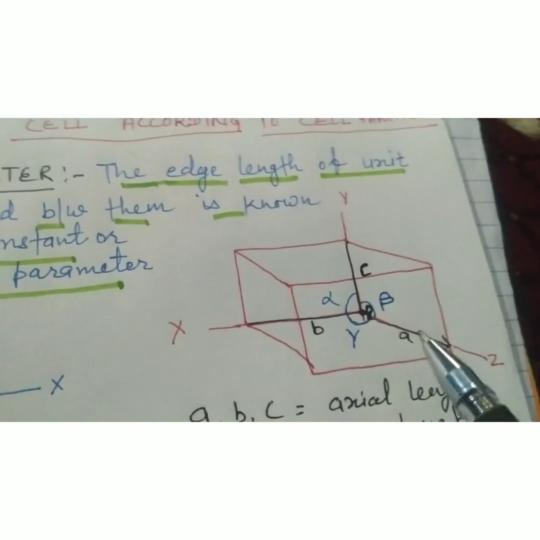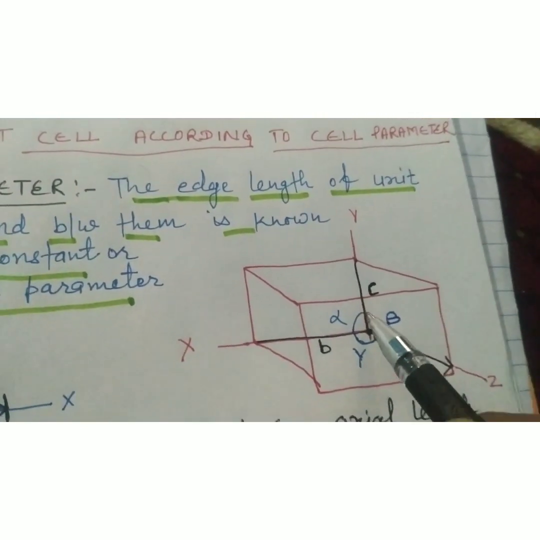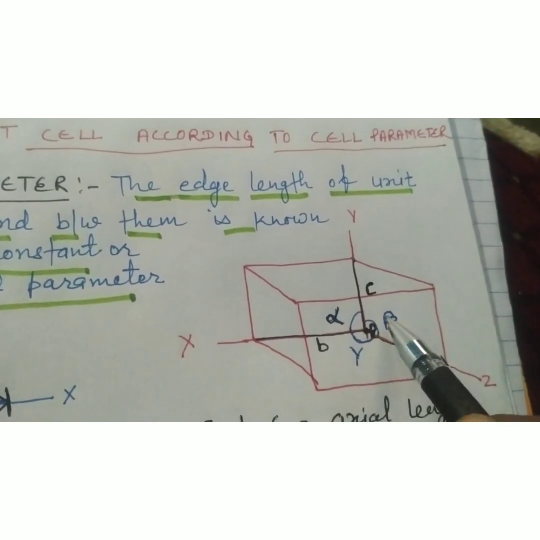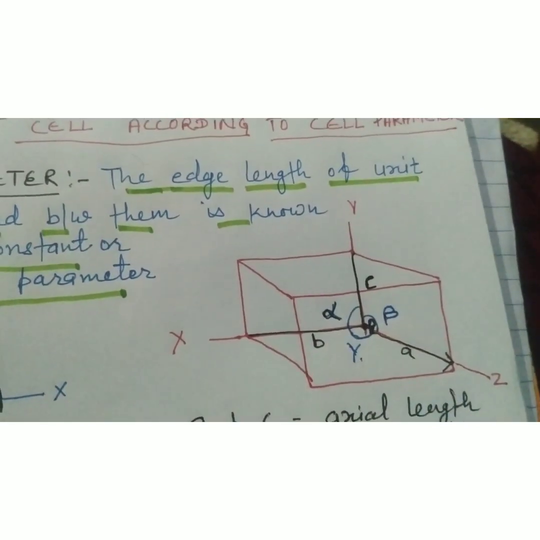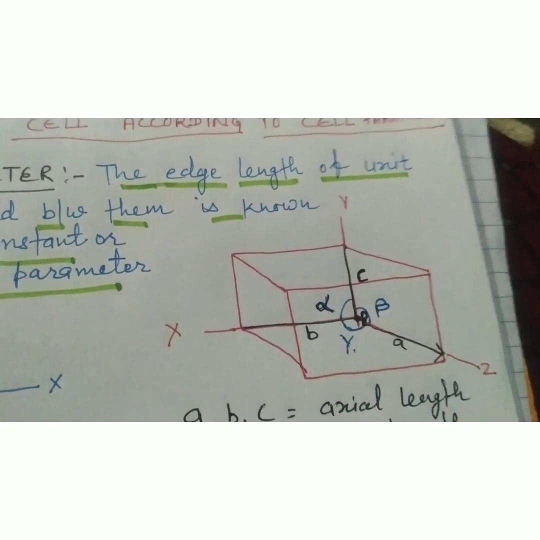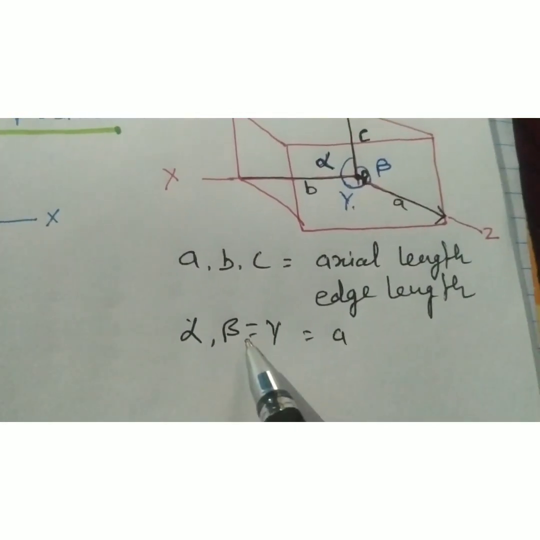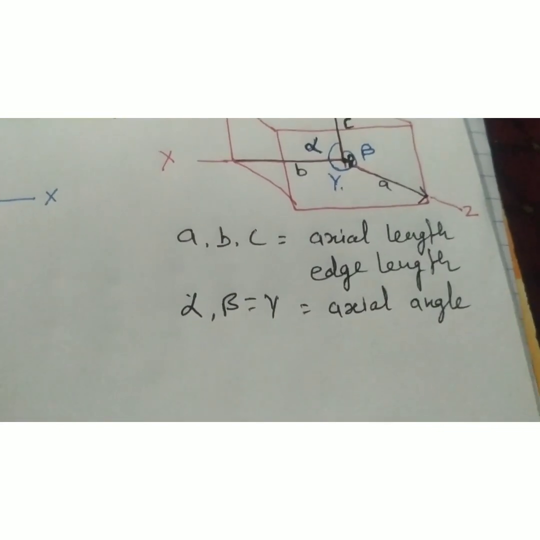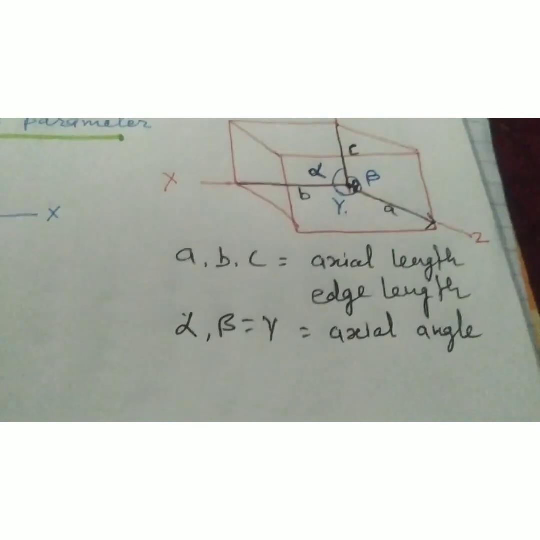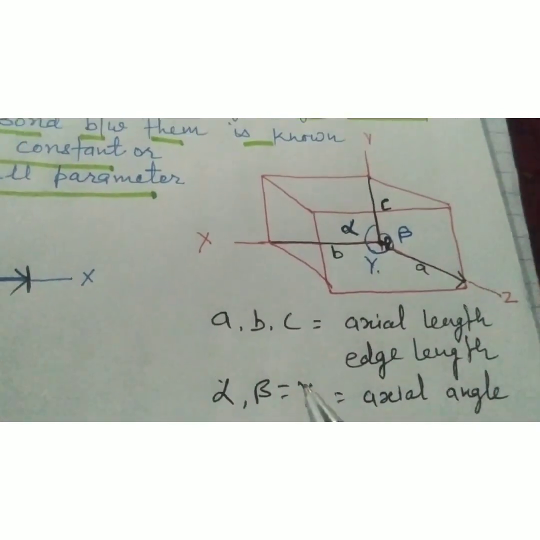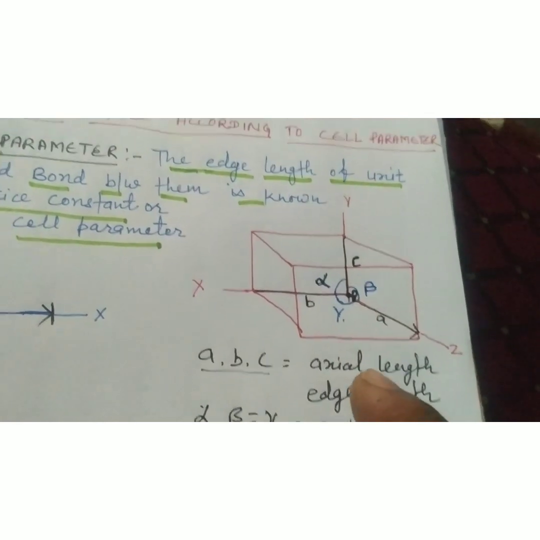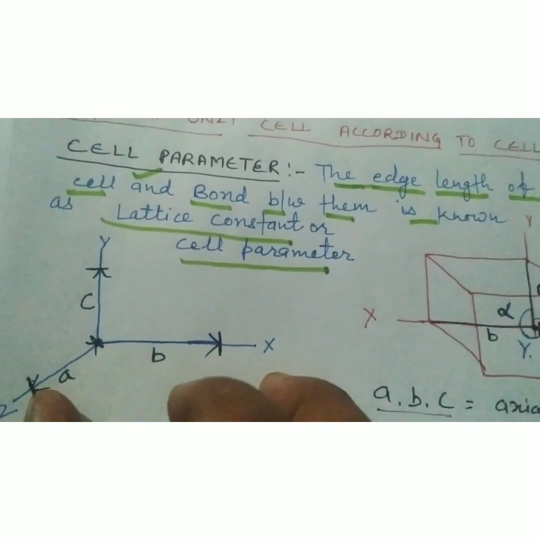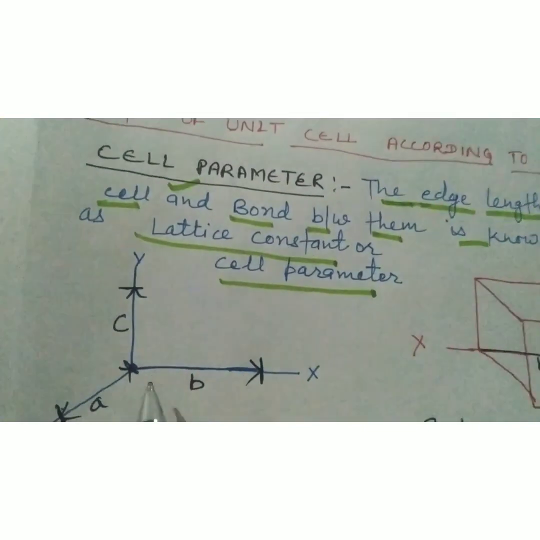Clear? The angles between A, B and C are alpha, beta and gamma. So alpha, beta, gamma are the axial angles. Clear? So axial angles are alpha, beta, gamma. On the basis of this, we can represent the complex form in a simple form of axes.